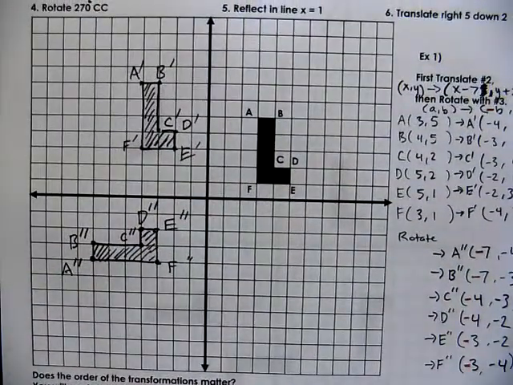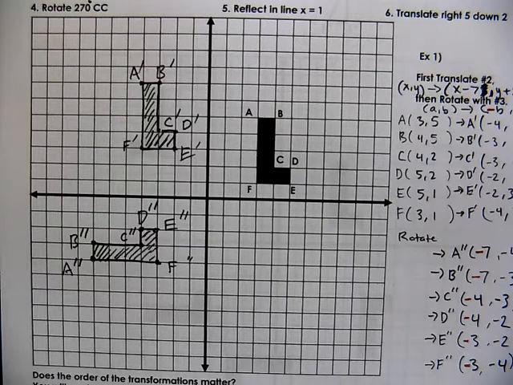So we could have picked any combination of these. We could have done a rotation followed by a rotation. We could have done a translation followed by a translation. We could have done a reflection followed by a reflection. It could be the same. Or it could be two different transformations. We could have done a reflection followed by a translation. You get the idea. But here's the big question we're looking at today.